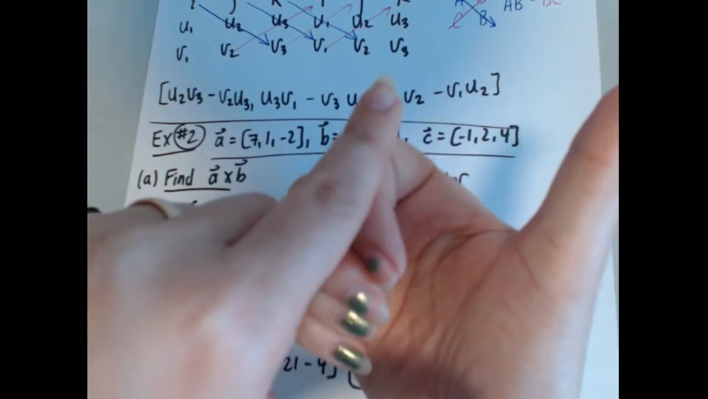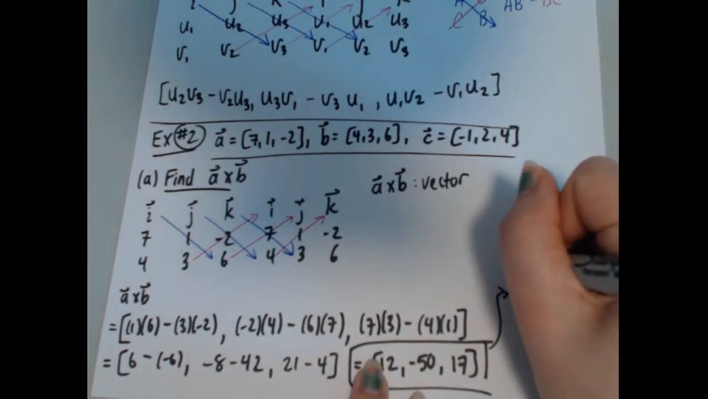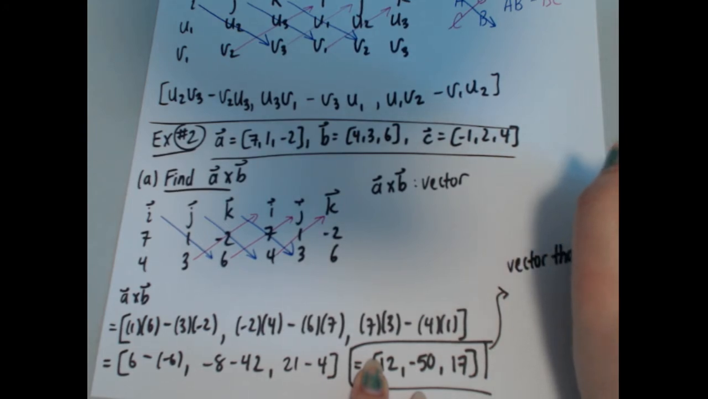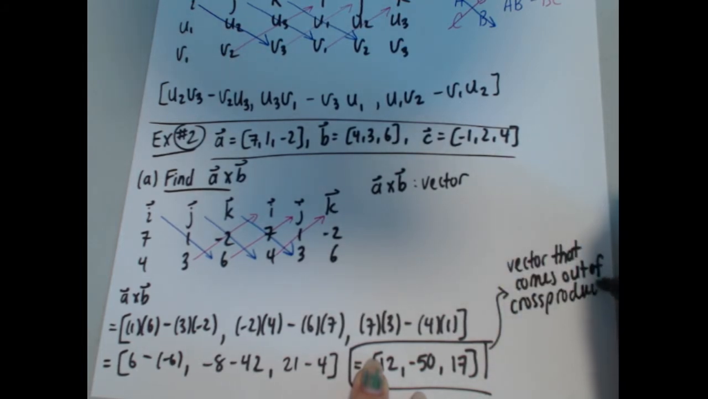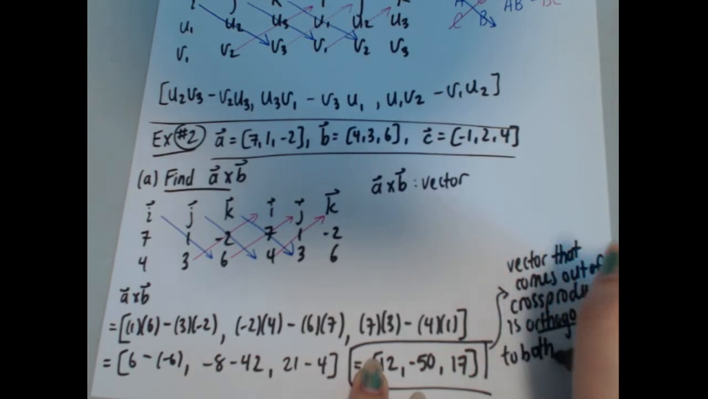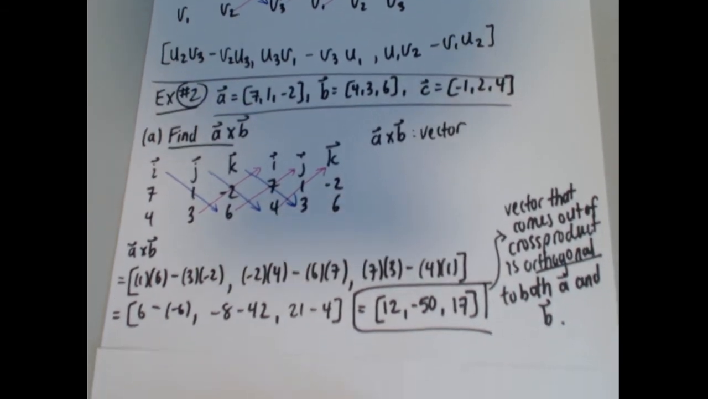It's always perpendicular. So what that means is the vector that comes out of the cross product will always be orthogonal to both the original vectors. So the vector that comes out of the cross product is orthogonal, remember, that's the other word for perpendicular, at 90 degrees to both A and B, or whatever your initial vectors are. So we are actually going to confirm this in the next part of the example. So here we go.